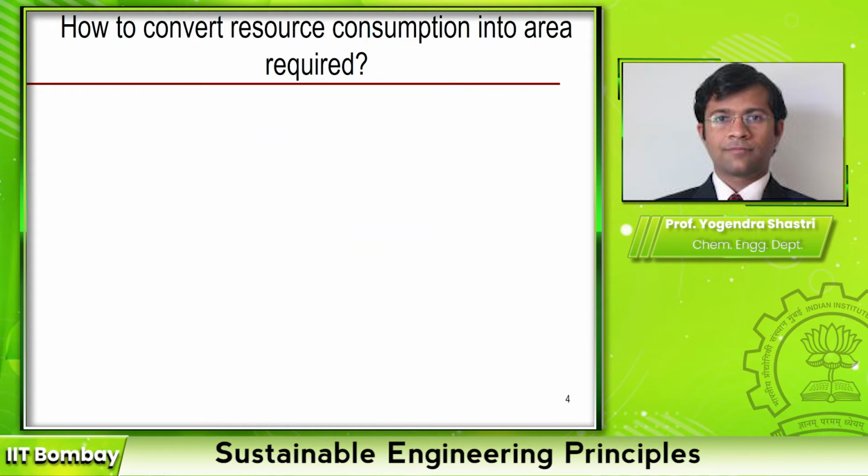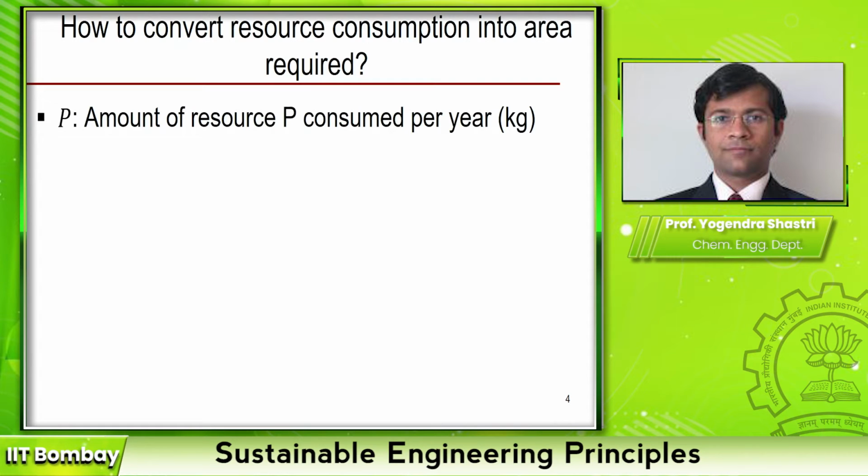The first question is, how do you convert a resource being consumed into area required? Let us say I am thinking about resource P that an individual is consuming, and let us assume that P is the total amount of resource consumed on a yearly basis in kilograms. We can think of wheat consumption. Let us say P is the total amount of wheat that we consume as an individual in 1 year. If I want to relate that to the area required, I will need to know the yield of wheat for the region which is producing that wheat.